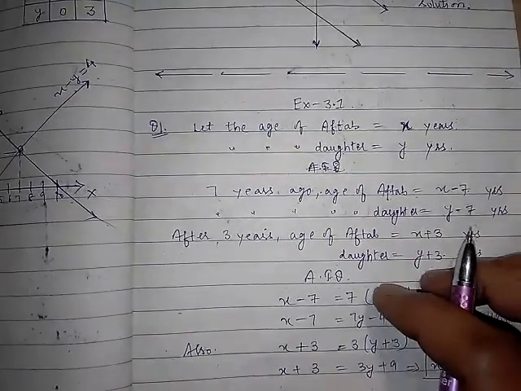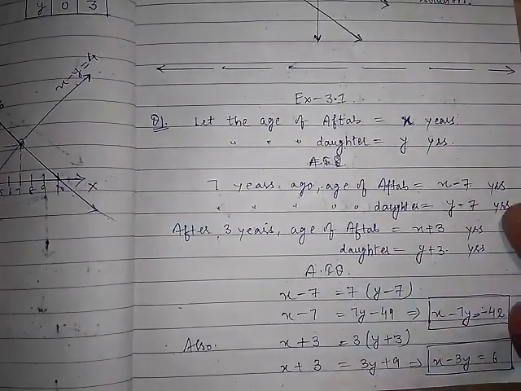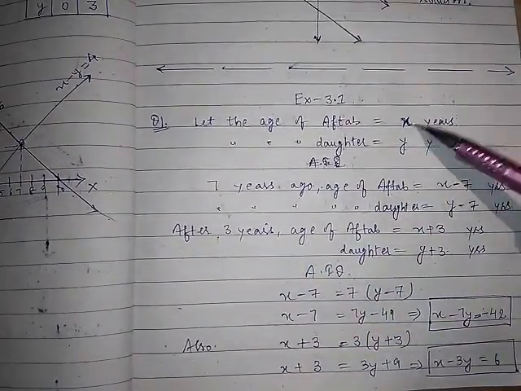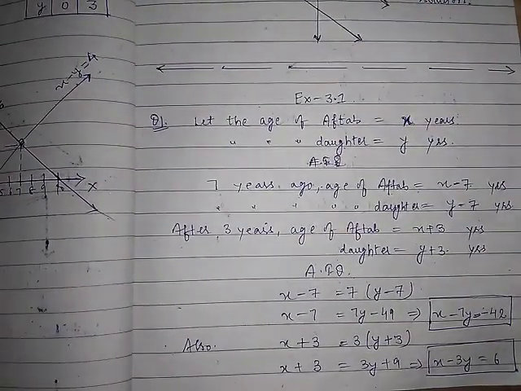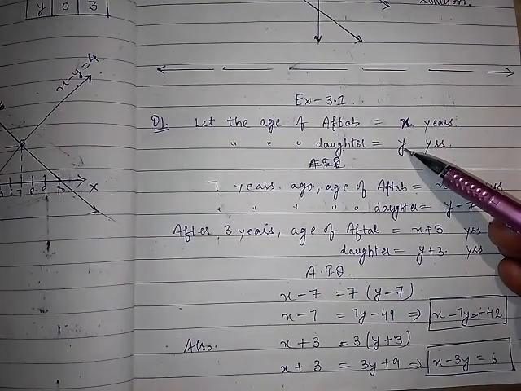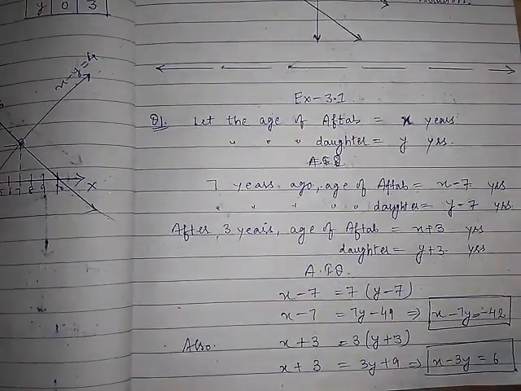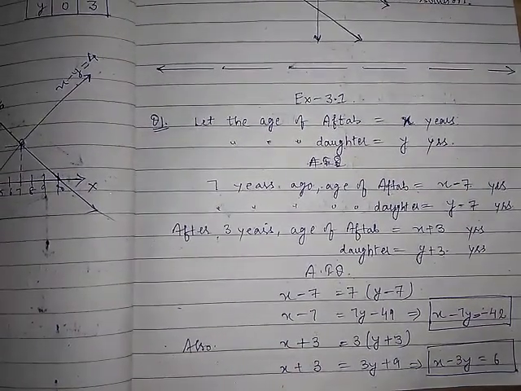And in the question they are also talking about the ages 3 years later. 3 years later means after 3 years. So if today Aftab is x years old, after 3 years he will be x plus 3 years old. Common sense. Then the daughter is y years old now, and after 3 years she will be y plus 3 years old. Clear? Now here come the conditions. Have a look at it.